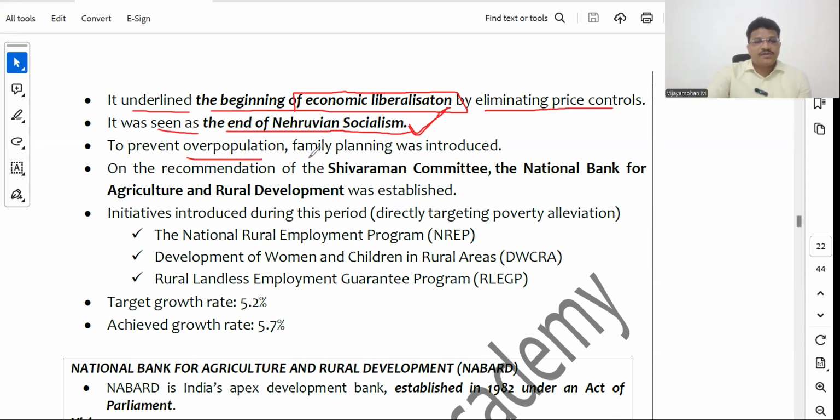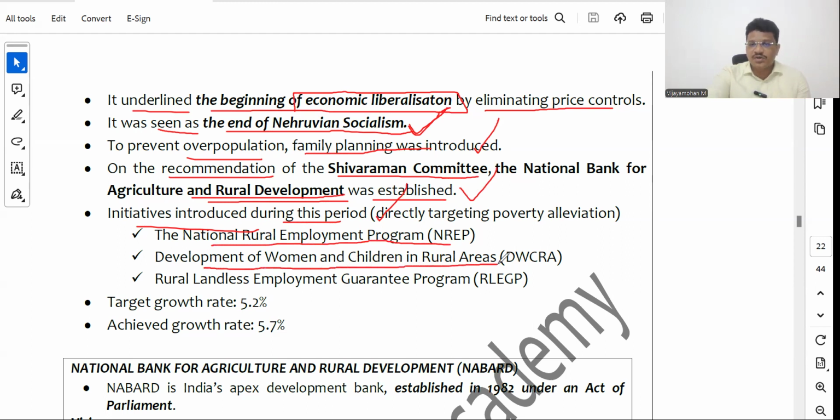To prevent overpopulation, family planning was introduced during the sixth 5-year plan, and on the recommendation of the Sivaramakrishnan Committee, NABARD, the National Bank for Agriculture and Rural Development, was established, which is an important aspect, and many times questions have been asked on NABARD and the Sivaramakrishnan Committee. Initiatives introduced during this period include the National Rural Employment Program, Development of Women and Children in Rural Areas, DWCRA, and the Rural Landless Employment Guarantee Program, RLEGP.